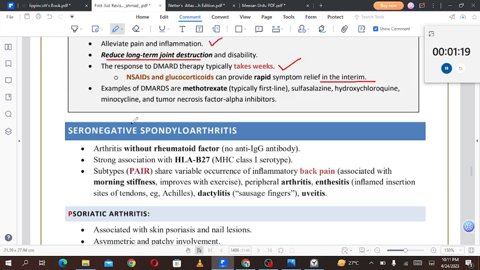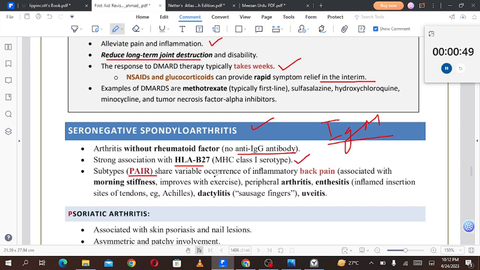Okay, now we'll talk about the seronegative spondyloarthritis. Arthritis without the rheumatoid factor, that is no anti-IgG antibodies. In a person who has rheumatoid arthritis, there will be IgM antibodies directed against IgG. So IgM against IgG is called rheumatoid factor. If a person has symptoms of rheumatoid arthritis but there is no rheumatoid factor, that is called seronegative spondyloarthritis. Strong association with HLA-B27, MHC class 1 serotype. We'll study that in the immunology section, inshallah.